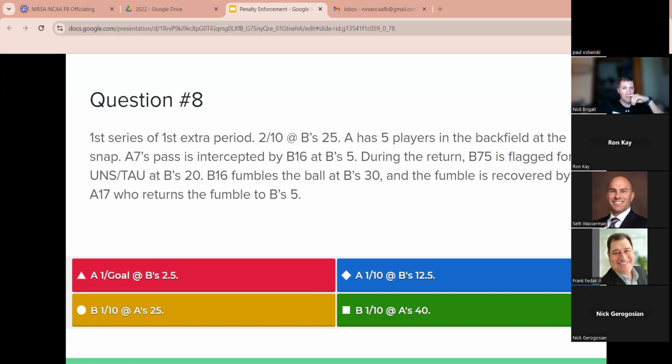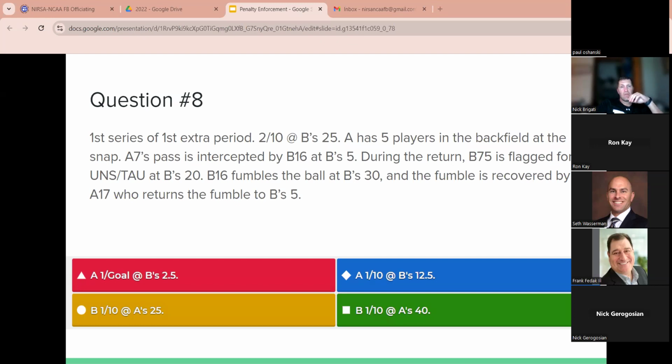Those are going to offset. Well, no, they're not going to. I got way ahead of myself. So we have a foul by A at the snap. B has the ball with clean hands. 75 has the UNS at 20, 16 fumbles at 30. They do not offset because you have a live ball treated as dead. So we're going to go back 5 to the 2nd and 15 at the 30, and then we're going to go 15 forward. And that is going to be an automatic first down. So A is going to have a 1st and 10 at the 25.